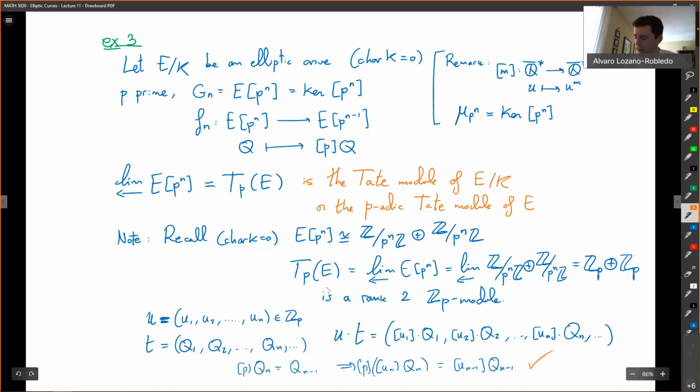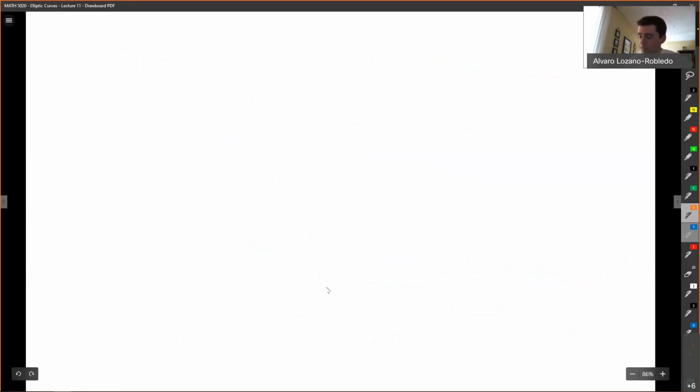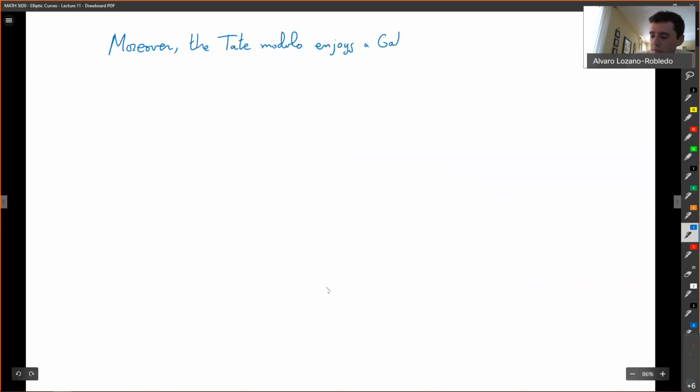All right, so now the other feature that these Tate modules have is that they have a Galois action on them, at least the Tate modules have a Galois action on them that gives this extra structure. The Tate module enjoys a Galois action.